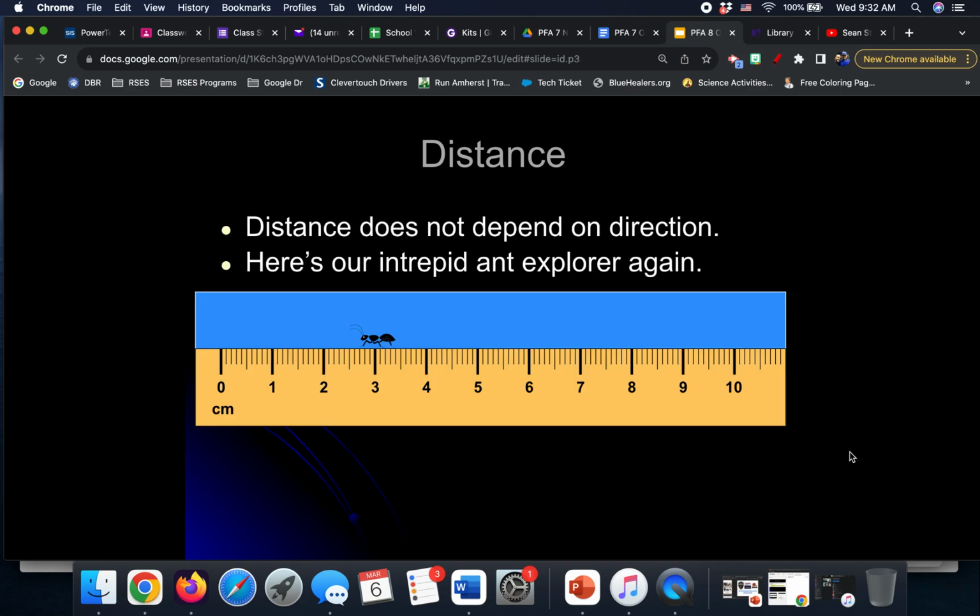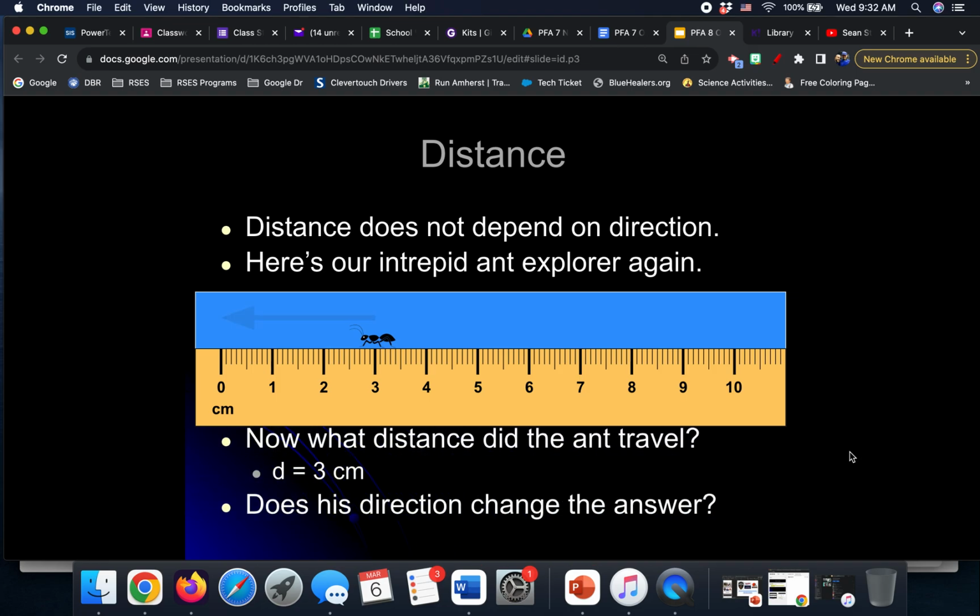If he starts at the 3 and walks his way back to the 0, guess what? He still went 3 centimeters for his distance. So again, direction doesn't matter. In the first picture, he walked 3 centimeters to the right. The next picture, 3 centimeters to the left, but it was the exact same distance because distance, again, just matters how far you move.